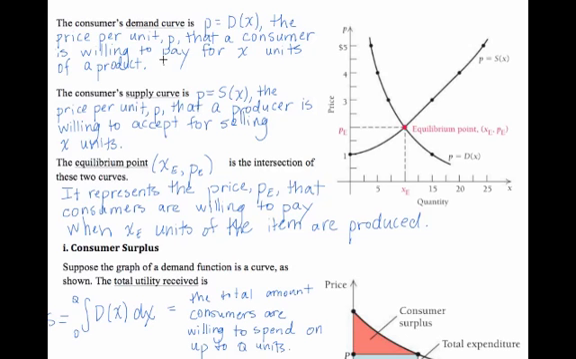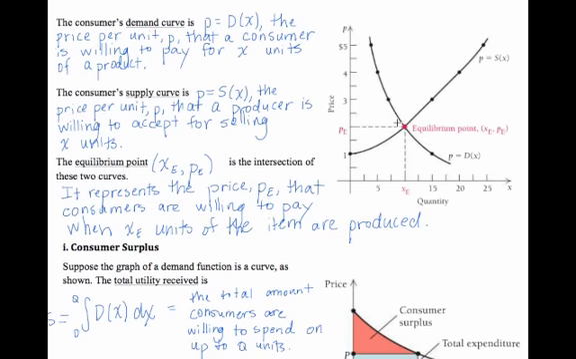In this video, we're going to look at consumer and producer surplus. Over here on the right, there's a demand curve and a supply curve. The demand curve is this one here that decreases, and the supply curve increases.